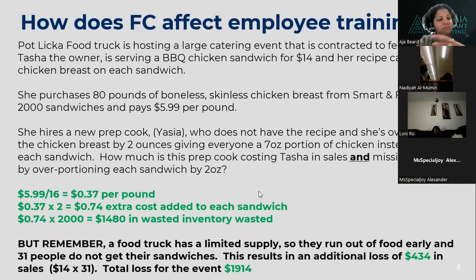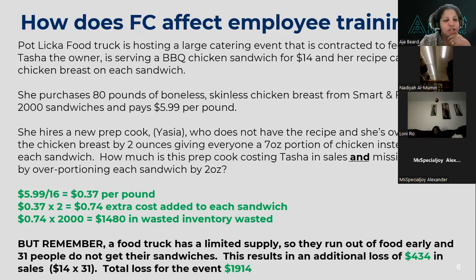She hires a new prep cook, Yesha, who does not have a recipe, and she's over portioning the chicken breast by 2 ounces, giving everyone a 7-ounce portion of chicken instead of 5 ounces. And that's on every single sandwich. So how much is this prep cook costing Tasha in sales and missing inventory by over portioning by just 2 ounces? And for some people, 2 ounces, they may not know the difference. It may seem like a small amount, no big deal, but those ounces add up very, very quickly.